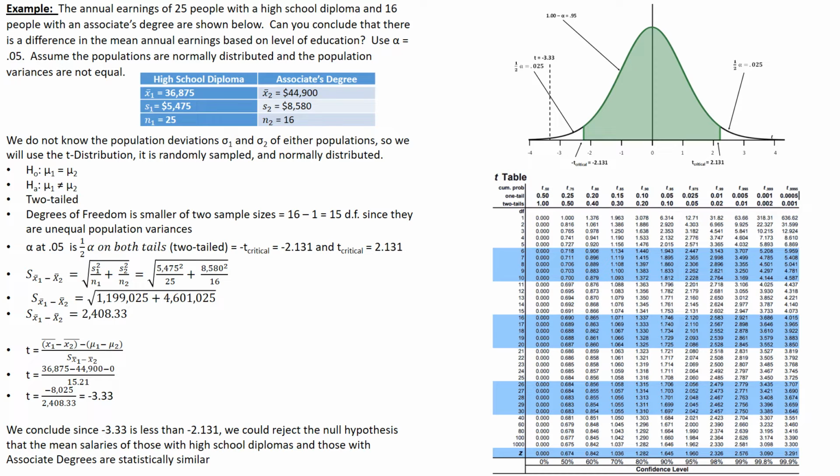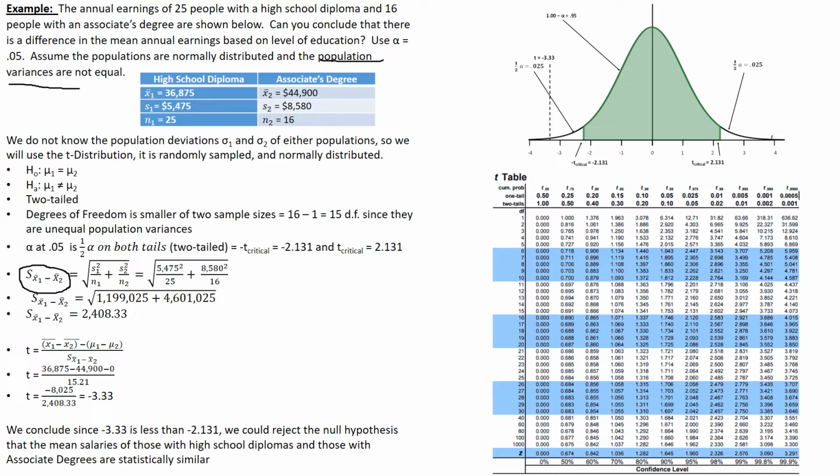The earnings of 25 people with a high school diploma and 16 people with an associate's degree are shown below. Can you conclude that there's a difference in the mean annual earnings based on education? Use alpha equals 0.05. The population is normally distributed, and the population variances are not equal. So as before, population variances are not equal, so I'll be using this formula right here when we get to it.